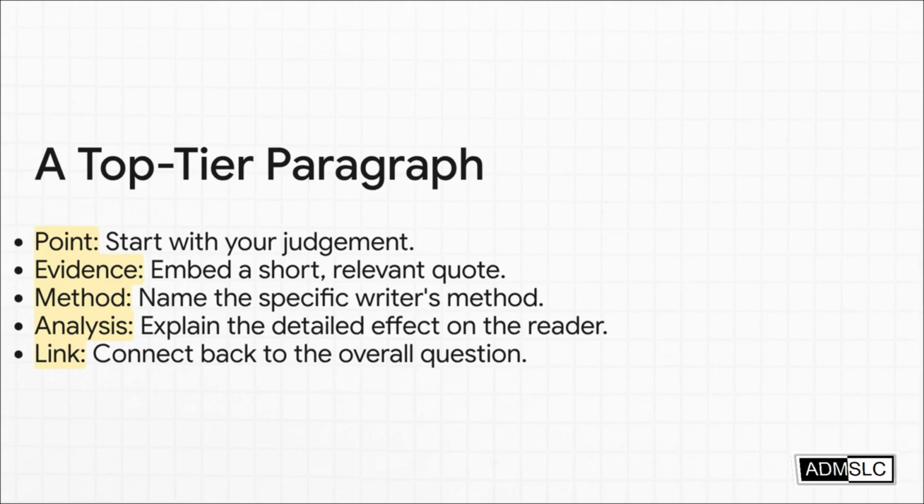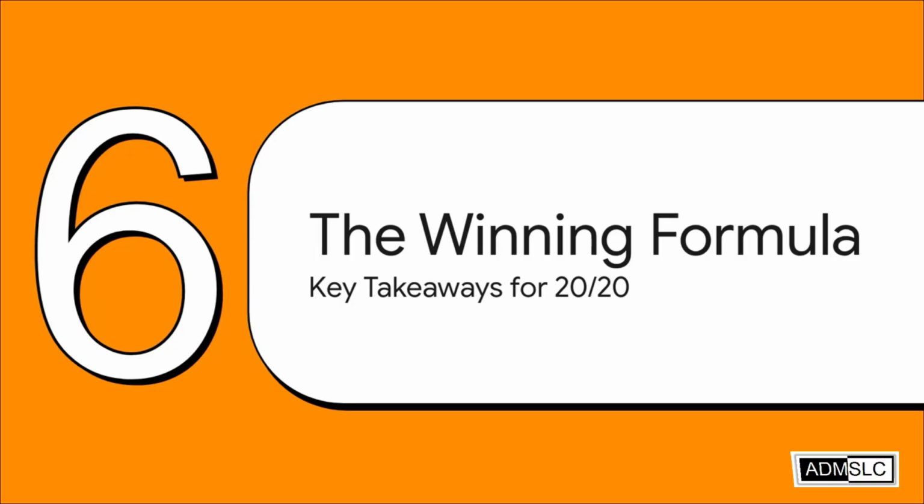Next, name the method the writer's using. Then comes the most important part, the analysis. This is where you explain the effect in detail. And finally, just a quick link to tie it all back to the main question. Simple as that. Phew, we have covered a lot of ground here, from decoding the question all the way to building the perfect paragraph. So let's just boil it all down into one final winning formula.